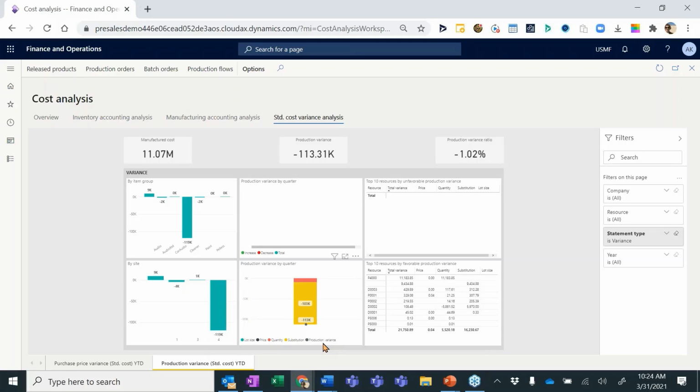Did I have to substitute parts, because my low cost part wasn't available? I had to use a higher cost part. Or is it a methods variance, that it should have taken me 2 hours, but it took me 3 hours, or it should have taken me 4 hours and it took me 1 hour, and that's a positive variance, right? So these are some of the out of the box.